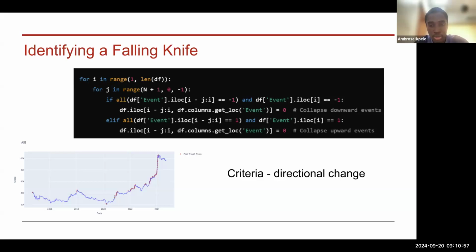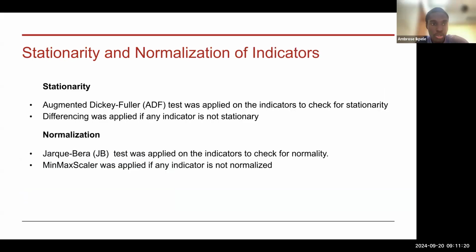This code, although this is not the full code, allows us this process, the directional change. This slide is for directional change. The directional change was the process that was used to label the data, and the indicators acted as the features. The next part after labeling the data using the directional change method was stationarity and normalization of the indicators. Since this is time series data and this is machine learning, our features need to be normalized and stationary. So these are the processes that allowed us to do that.